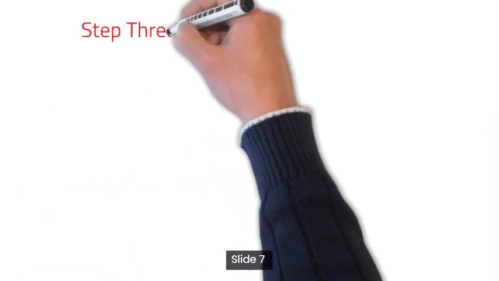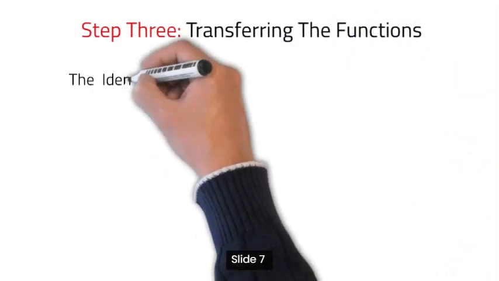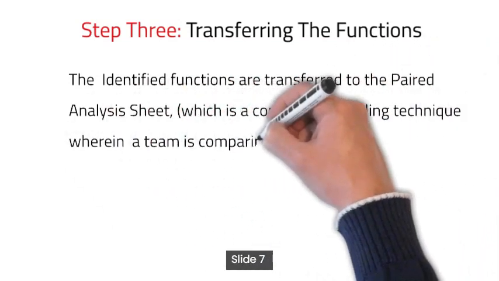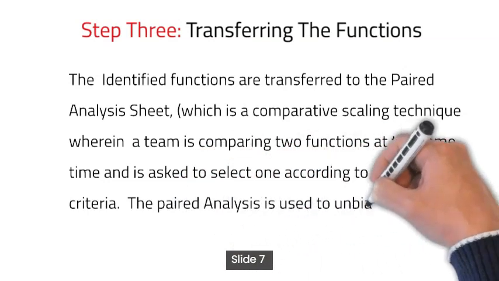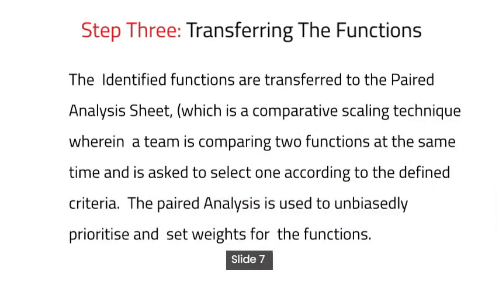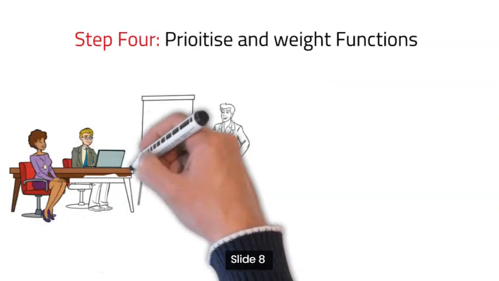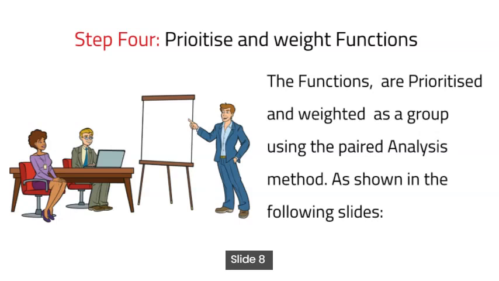Step 3. Transfer the functions. The identified functions are transferred to the paired analysis sheet, which is a comparative scaling technique wherein a team is comparing two functions at the same time and is asked to select one according to the defined criteria. The paired analysis is used to unbiasedly prioritize and set weights for the functions. Step 4. Prioritize and weigh functions. The functions are prioritized and weighted as a group using the paired analysis method, as shown in the following slides.